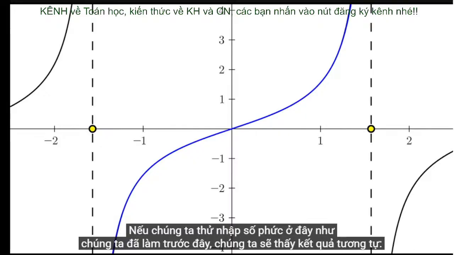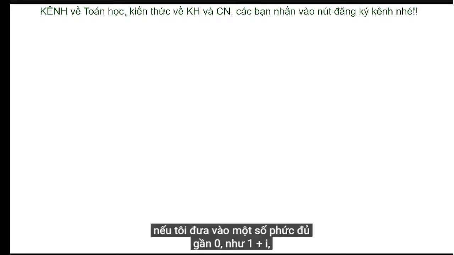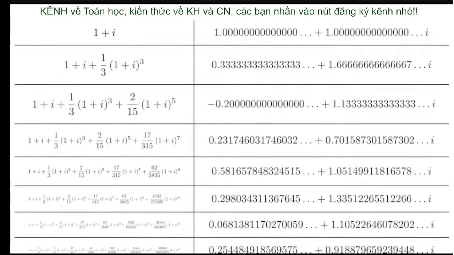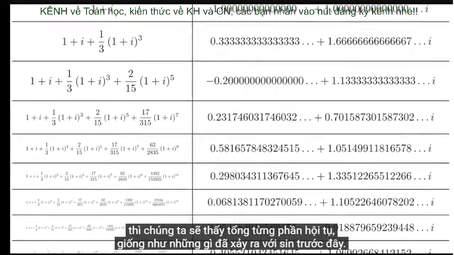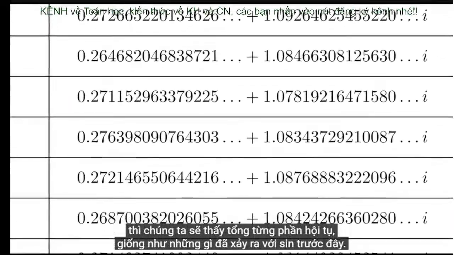If we try to input complex numbers here, as we did before, we'll find something similar. If I plug in a complex number that's close enough to 0, like 1 plus i, then we see that the partial sums converge, just like happened with sine before.